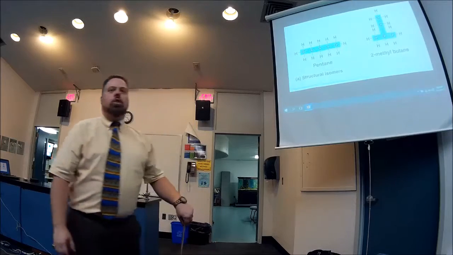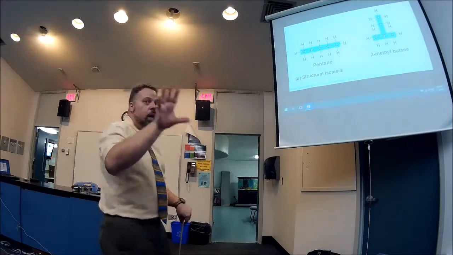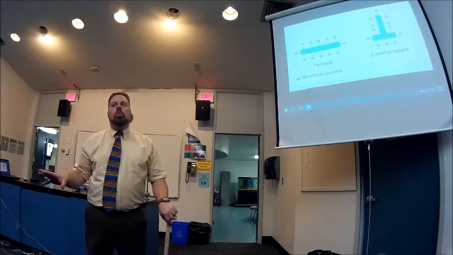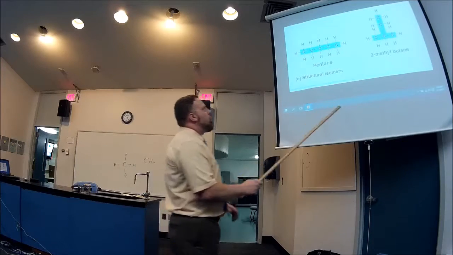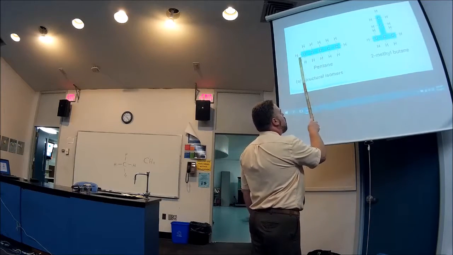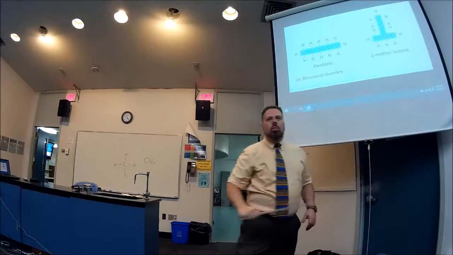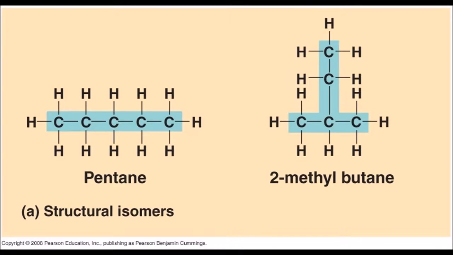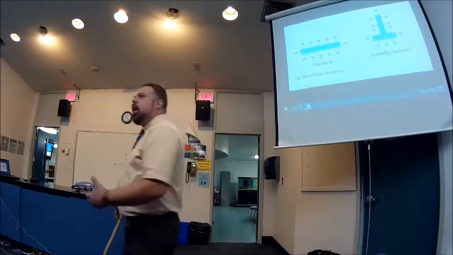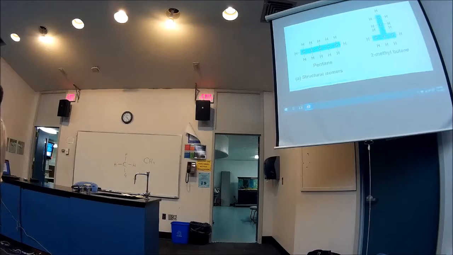So these are structural isomers. They're made of the same components. But structurally, here it's in a line like a chain, and then we're branching it. Still with single bonds. Just structurally rearranged.